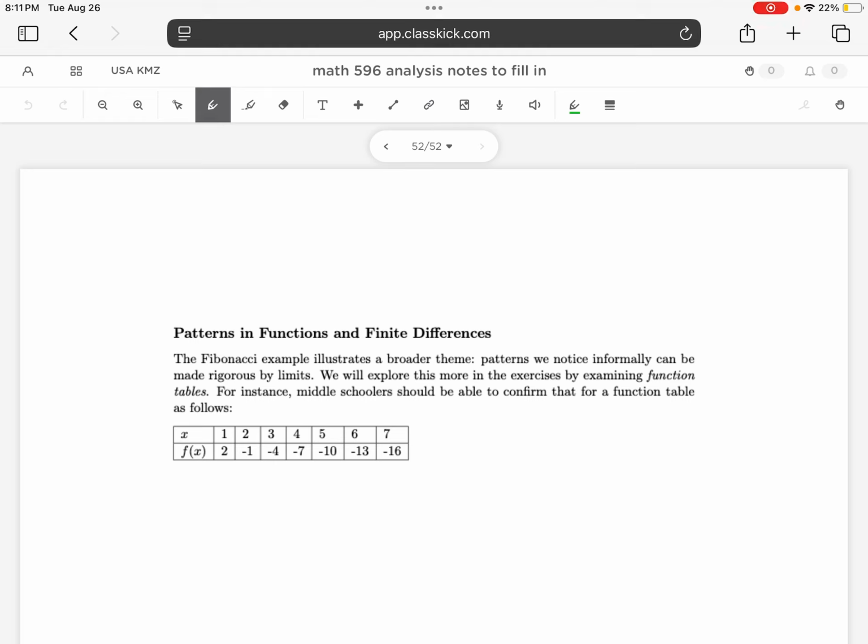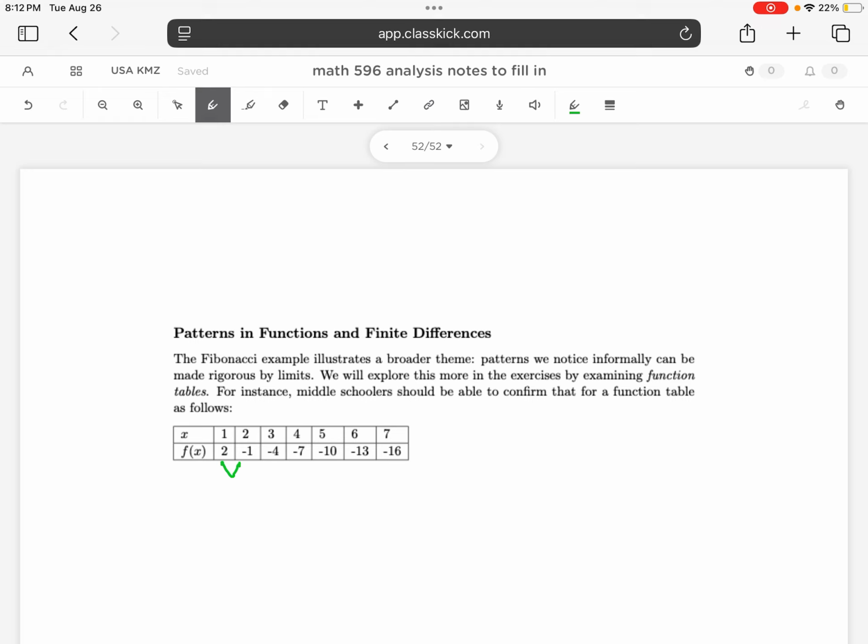All right, so to wrap this up, I just want to point out that the Fibonacci example illustrates a broader theme here, which is that patterns that we can notice informally can be made more rigorous by looking at limits. We're going to explore this a little more in the exercises by looking at function tables. For instance, if middle schoolers looked at this function table below, maybe you don't call it x and f of x, maybe you call it x and y, or inputs and outputs, but they should be able to see that this is a linear function by looking at the difference between outputs.